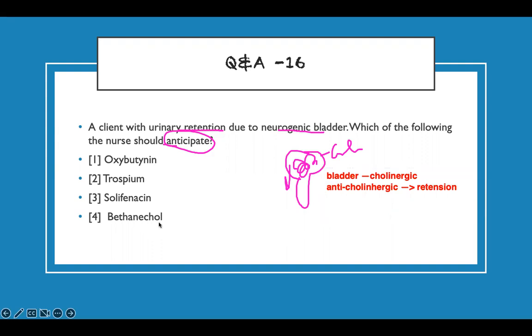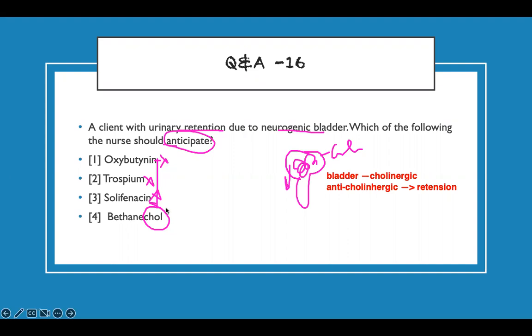Remember, when you see COL, that's cholinergic. So this is cholinergic. Any of these are the common bladder medications. These are dextromethorphan, which is not cholinergic. Trospium is not. Solifenacin is not. These all cause the bladder not to contract.